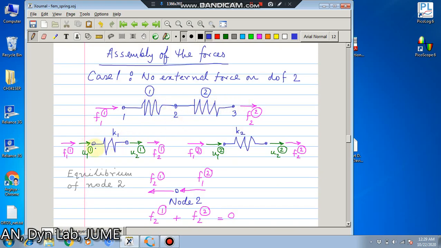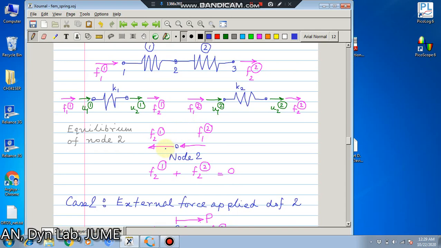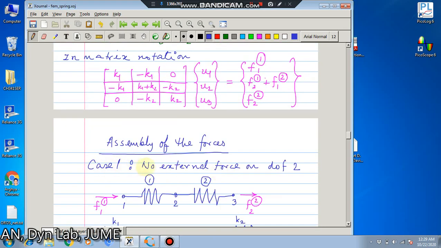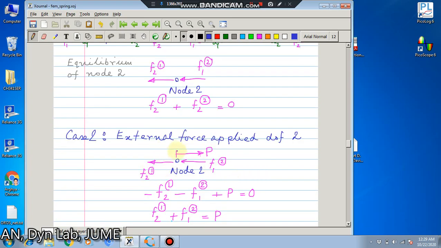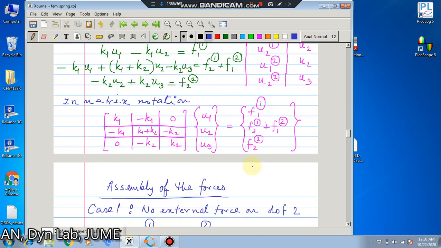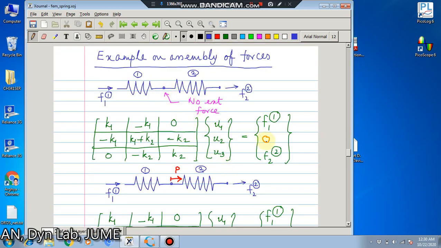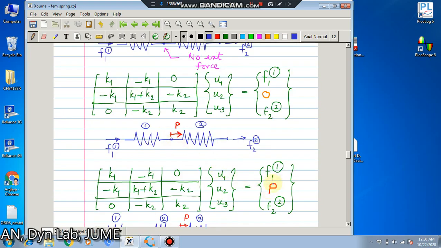Suppose this is the system, this is the first spring and this is the second spring, and we separate out this node like the method of nodes, or method of joints, and we show a force opposite to this here and a force opposite to this here. Since there is no external force here, the summation of these two forces has to be 0. So this is nothing but 0 when it is case 1, that is no external force on DOF 2. But when there is an external force, this is what we get as a free body diagram of node 2, and here is the equilibrium equation. So this has to be replaced by P, and that is exactly what is done here. When there is no external force, we put a value of 0 here, and when there is an external force, we put the value of the external force here.